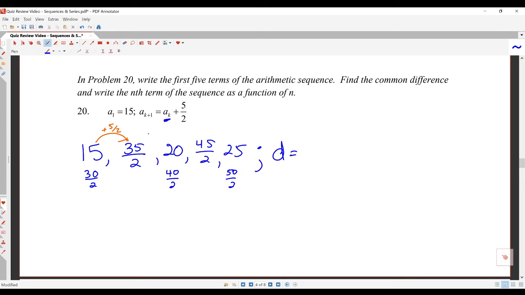The common difference should be straightforward, I think. It's sitting right here. It's what we add between every term. So that's going to be the 5 halves that we got up here.